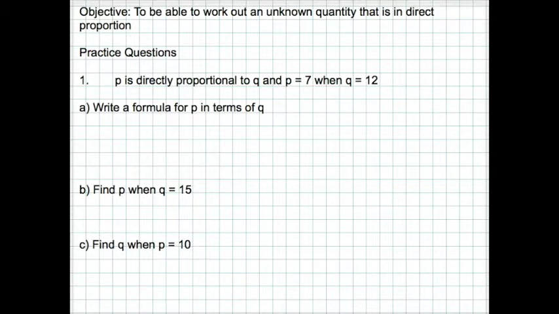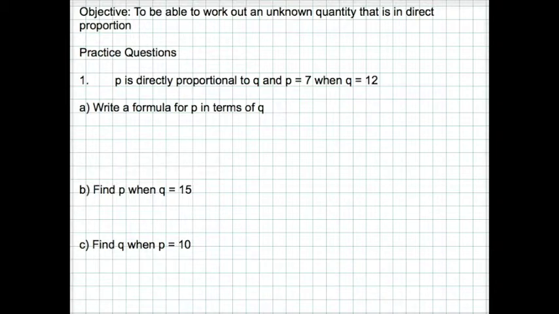Hi, welcome back. Okay, we've got a direct proportion question here. P is directly proportional to Q, and P equals 7 when Q equals 12. Part A, write a formula for P in terms of Q.